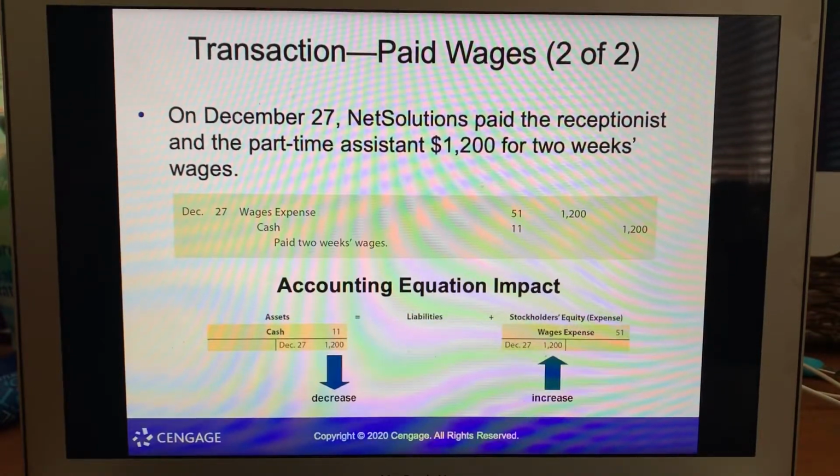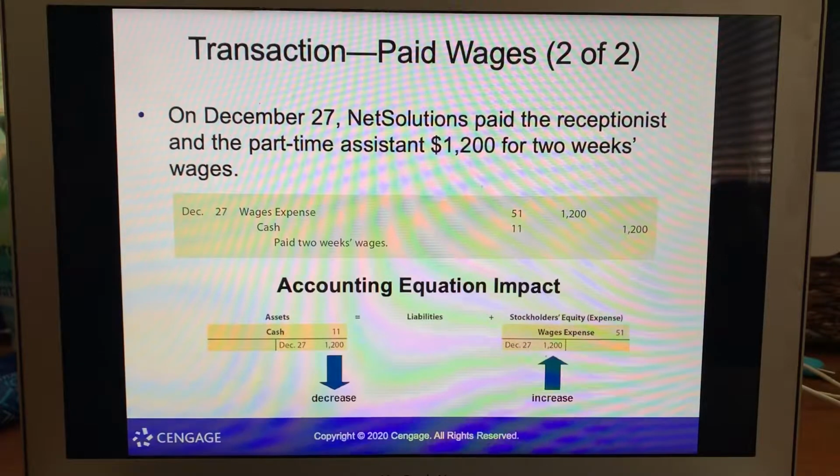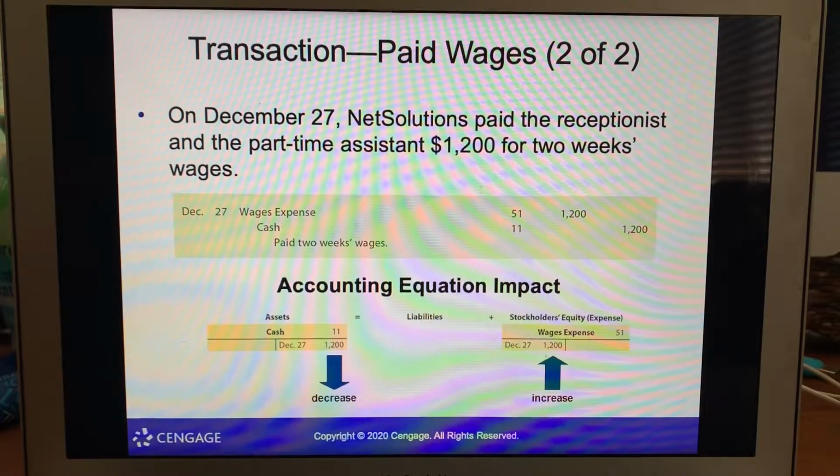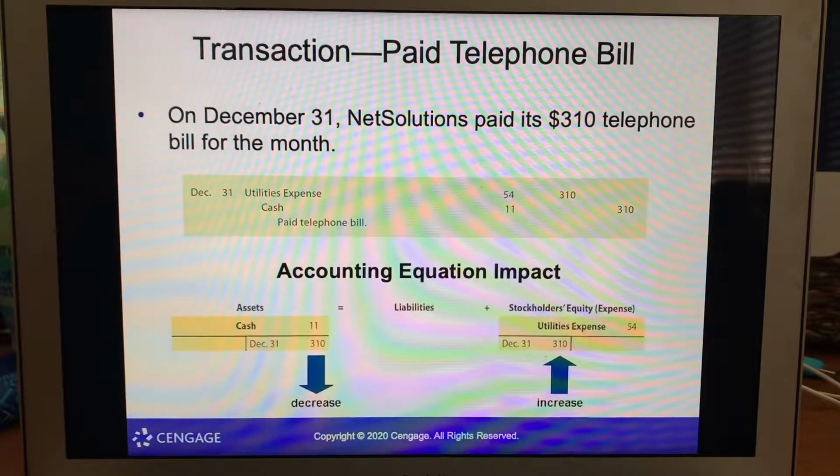This next example on December 27th, wage expense again. In wages expense, account 51, we're accumulating all the wages we've paid of $1,200. Our cash, or account 11, is going to decrease by $1,200 because we paid cash for 2 weeks of wages. And on the impact on the accounting equation, decreasing cash, but an increase in wages expense.